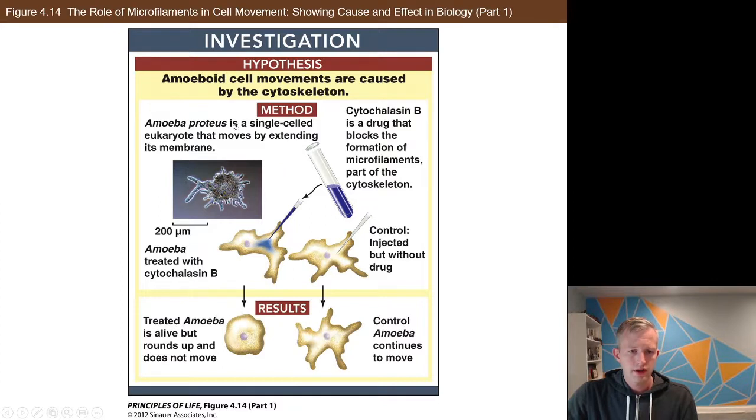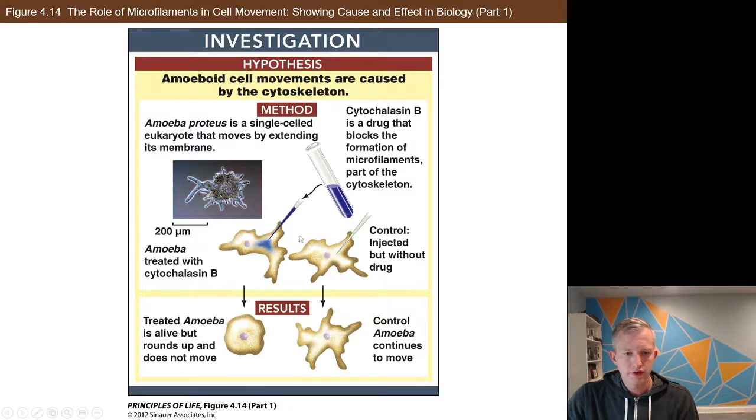Again, none of the specifics of this really matter, but being able to do this kind of analysis is an indicator of a good, hard-thinking AP Bio student. And so here there's an amoeba, which is a eukaryote. It moves by extending its membrane using microfilaments, or at least that's our hypothesis, that they're using the cytoskeleton to move. And there's a drug called cytochalasin B that blocks microfilaments from being produced.